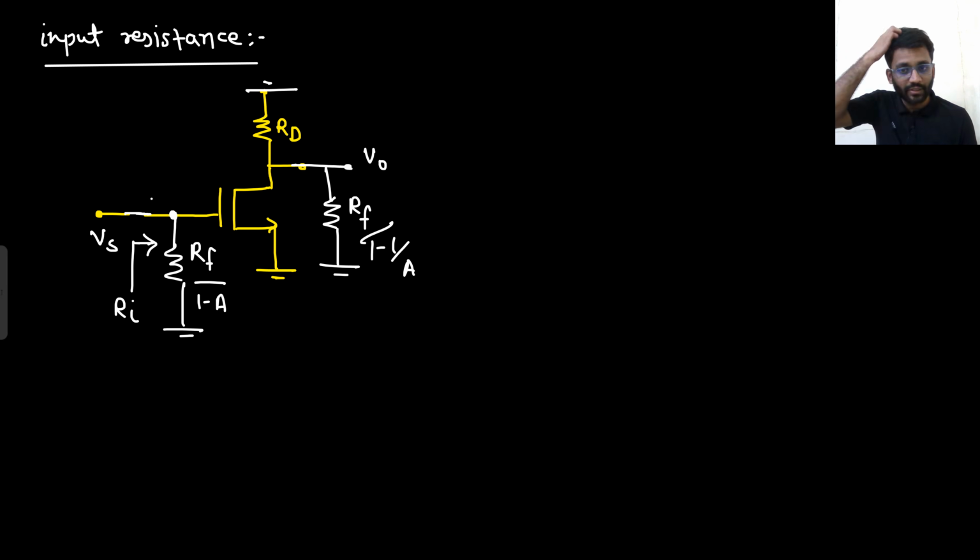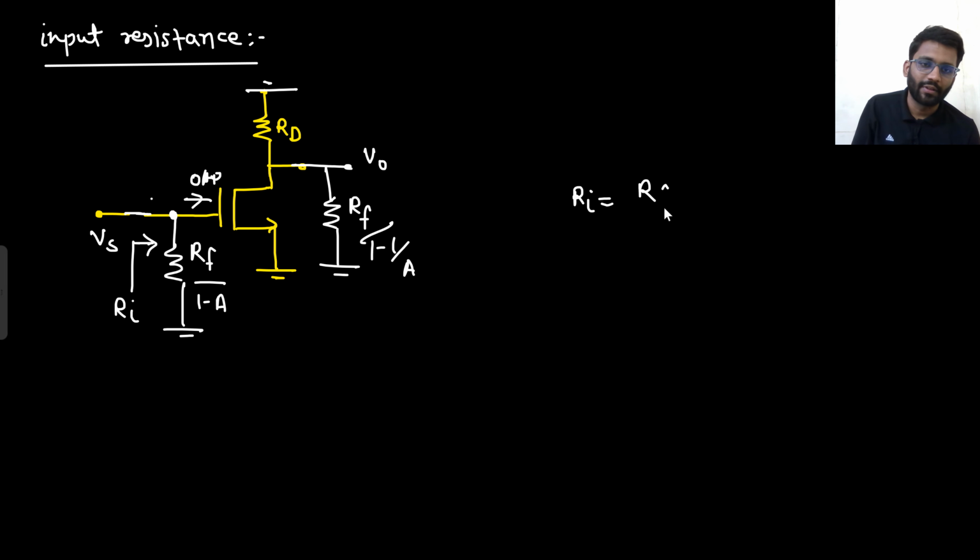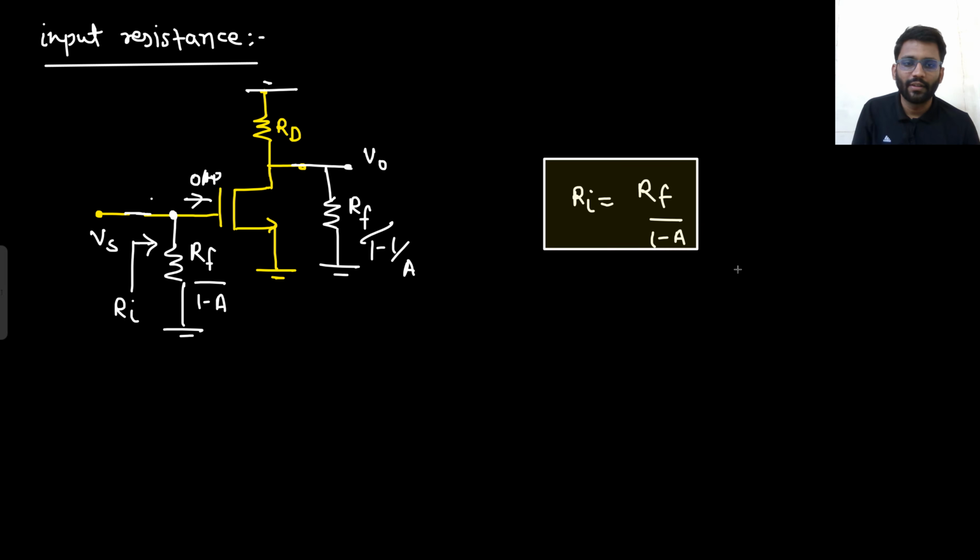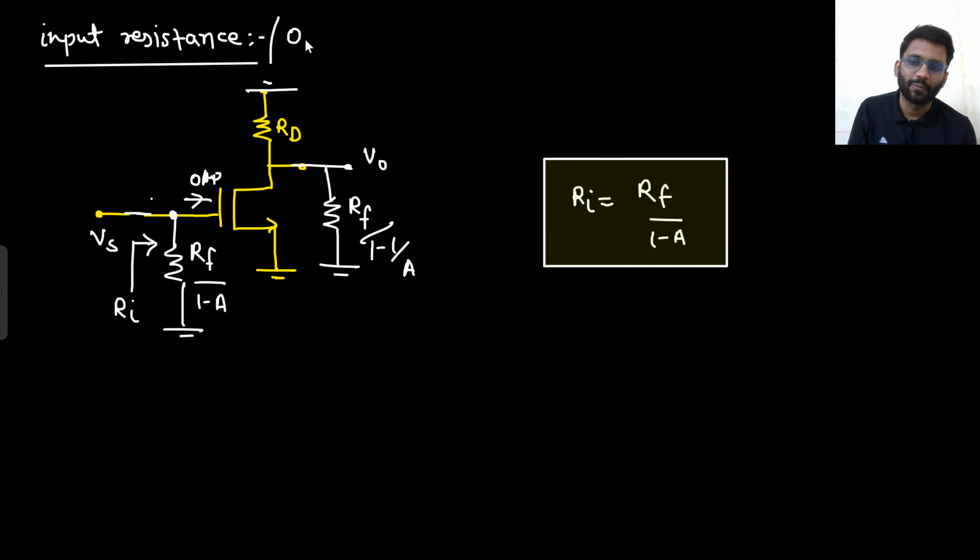So tell me what is the input resistance now? There is no current here. There is 0 ampere current. So what is the input resistance? Rin is simply RF upon 1 minus A. Well and good. And tell me what will be the output resistance? Input resistance slash output resistance.